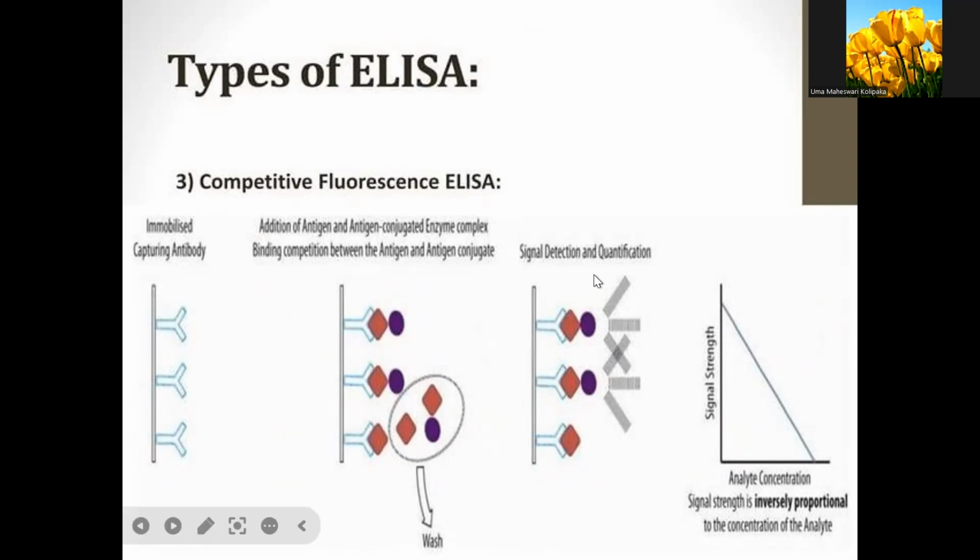Then we are detecting the signal to detect the quantity, which one is more. So here also we can plot a graph between the analyte concentration and the signal strength. Signal strength is obviously inversely proportional to the concentration of analyte. So this is the competitive fluorescence ELISA.